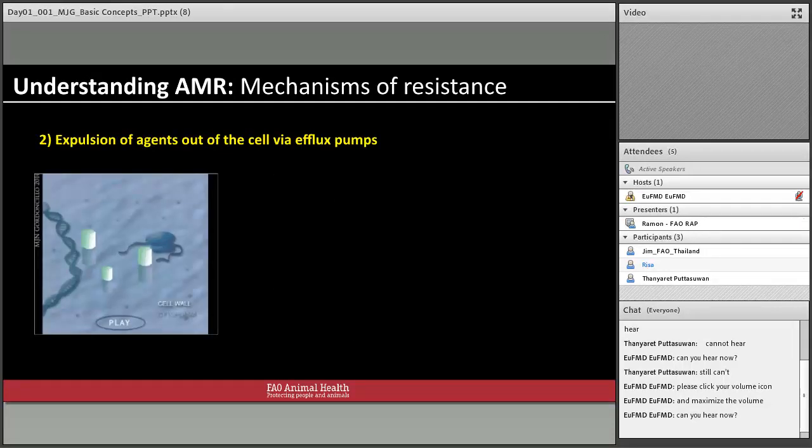This is probably the most common mechanism that they do. Sometimes antibiotics are able to enter the cell, but they are immediately extruded out by efflux pumps. Some bacteria gain the ability to produce efflux pumps in their cell wall so that even if antibiotics enter, they are extruded out. They are kicked out of the cell. So this is the typical mechanism of resistance.